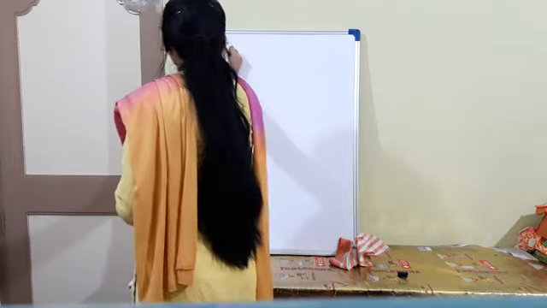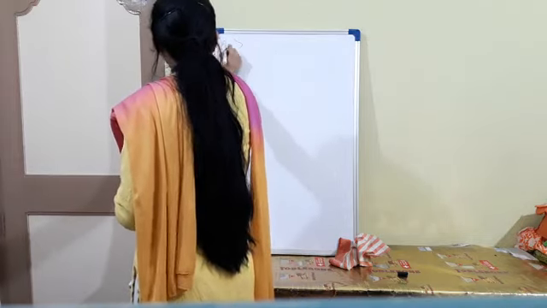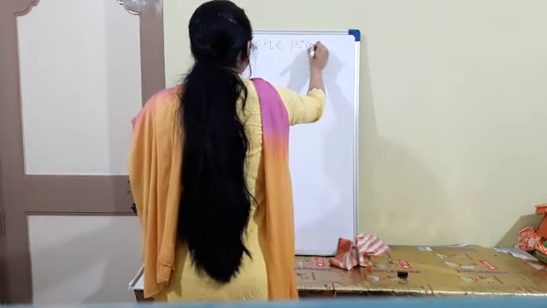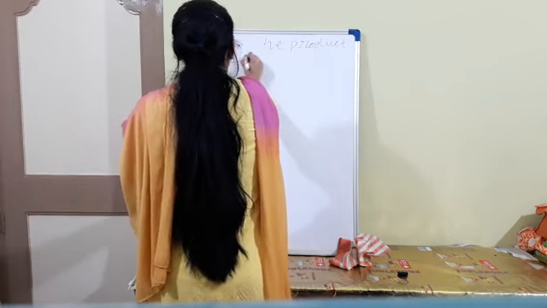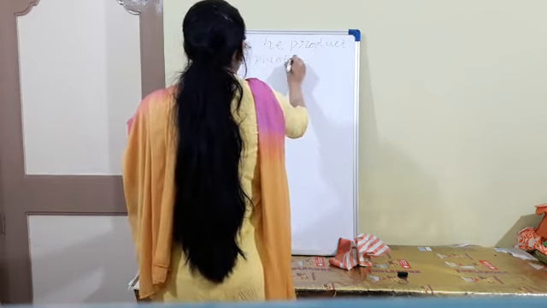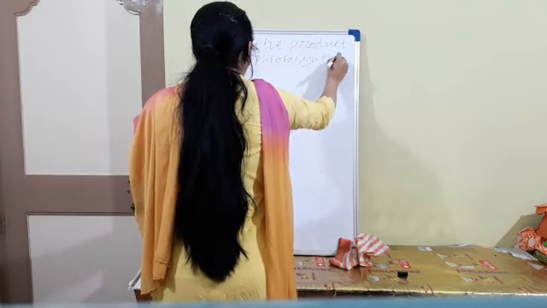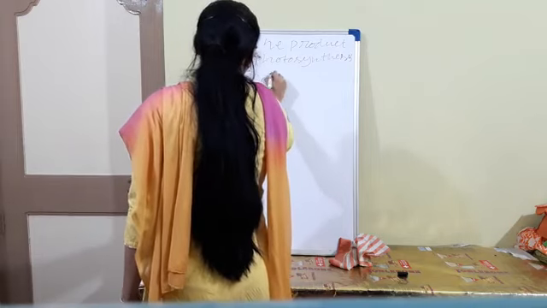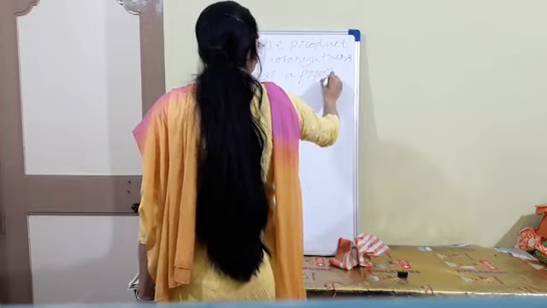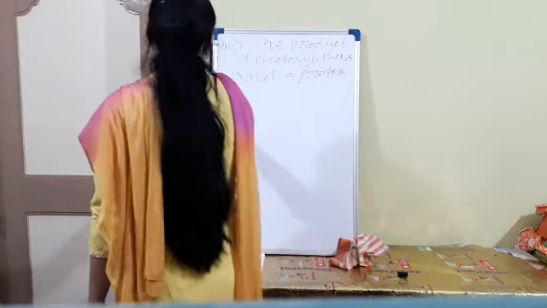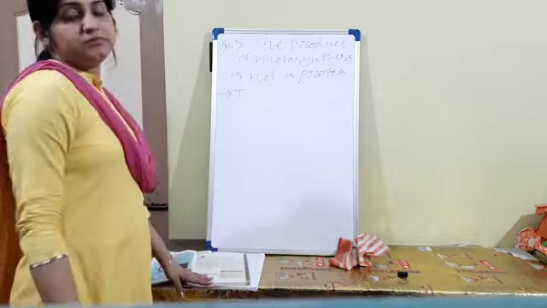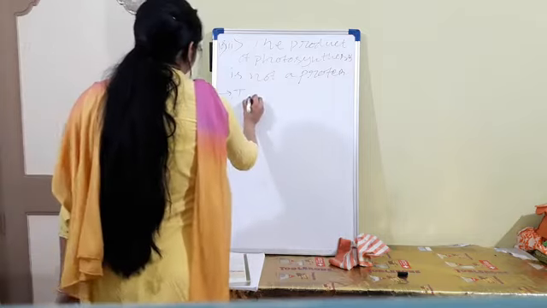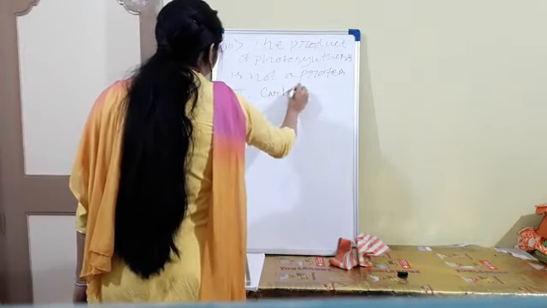Question number 3. The product of photosynthesis is not a protein. This one is obviously true. The product that is produced by the photosynthesis process is carbohydrate in nature, that is starch, okay, is not a protein, that is carbohydrate. This one will be true.